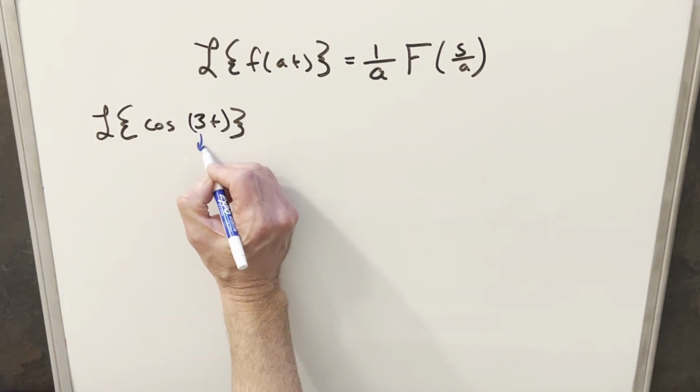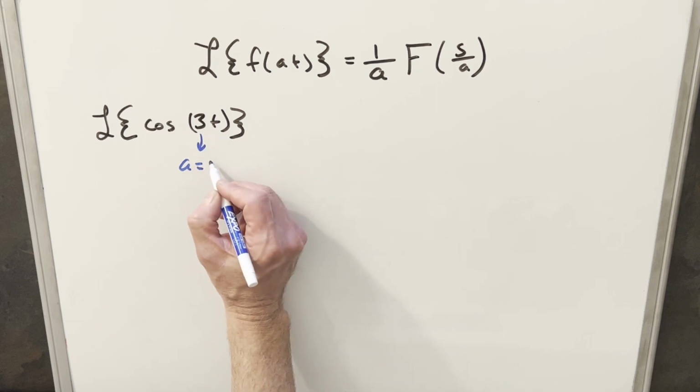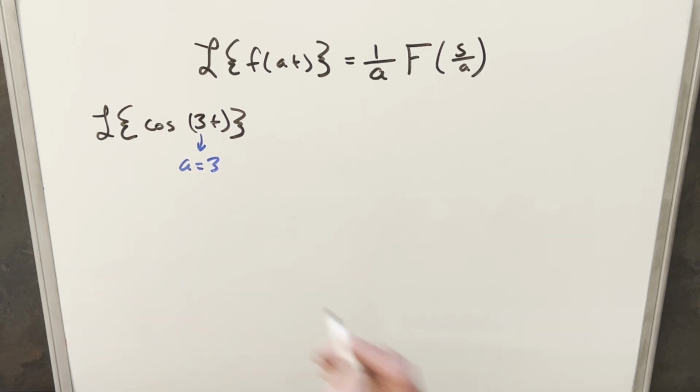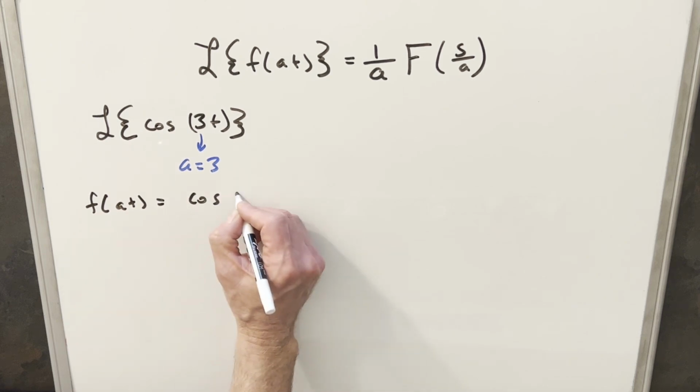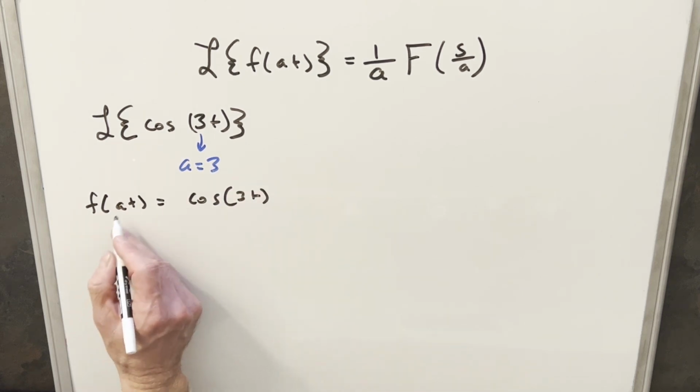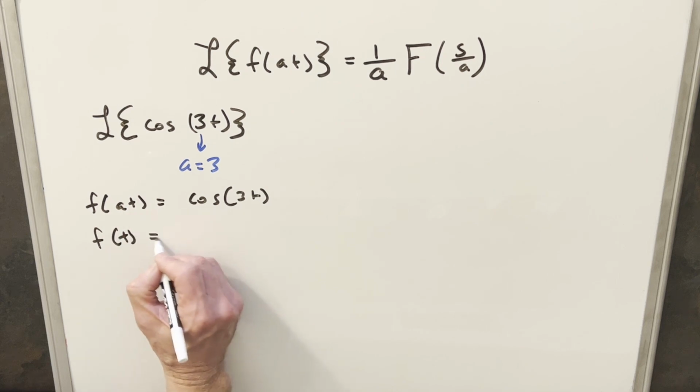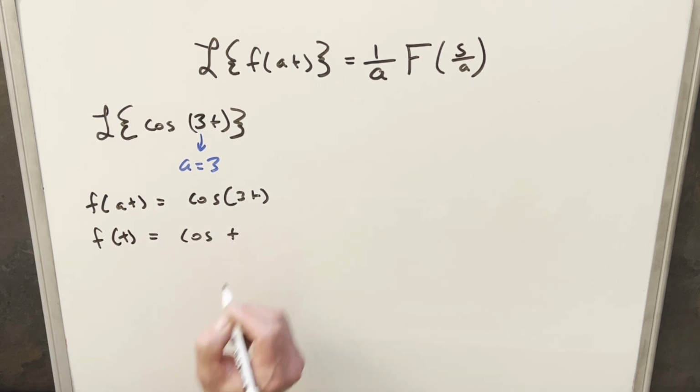So to use this, we'll call our a value just this coefficient here, so we'll say our a is 3. So just to make it clear, our f of at value is cosine 3t. So taking away the a, our f of t that we're looking at is cosine of t.